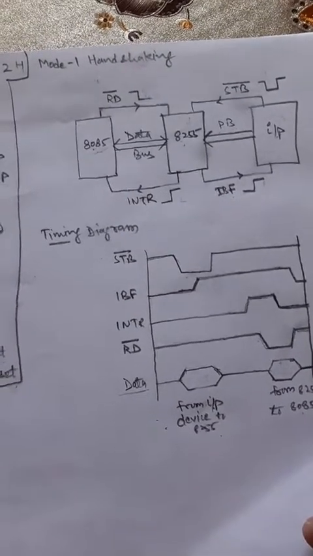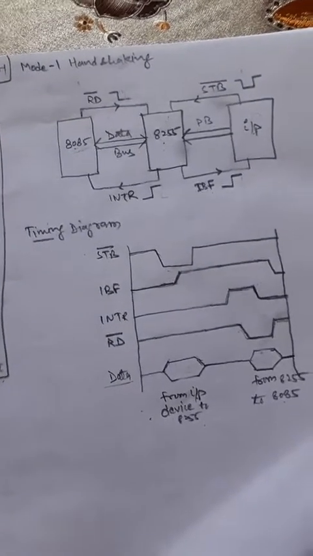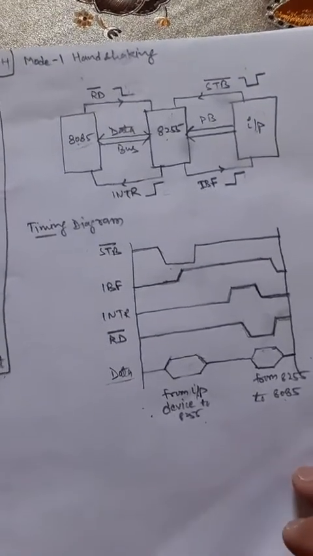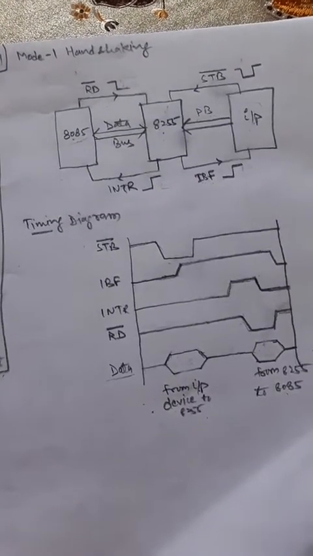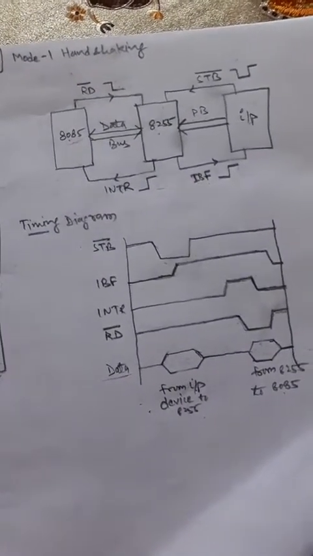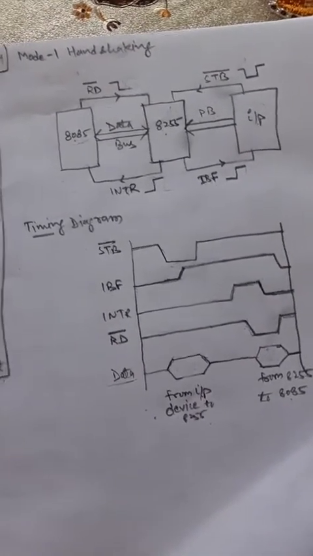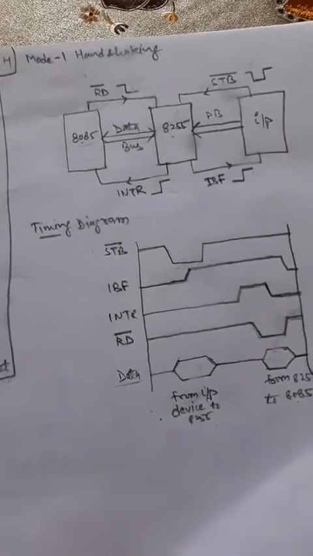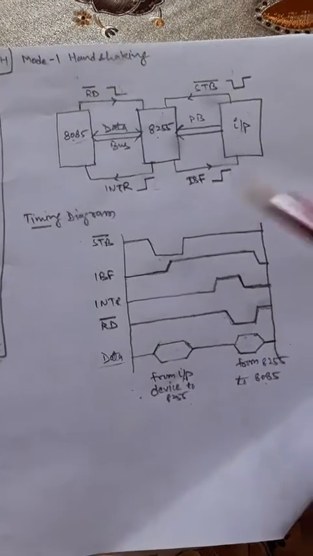In mode 2, I told you that it is bidirectional handshaking. It means we connect devices that support bidirectional transfer, like USB or mobile. We connect these devices to the microprocessor, so they support bidirectional transfer. Now we concentrate on this diagram.